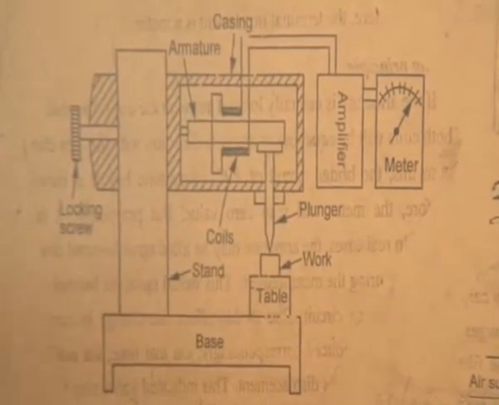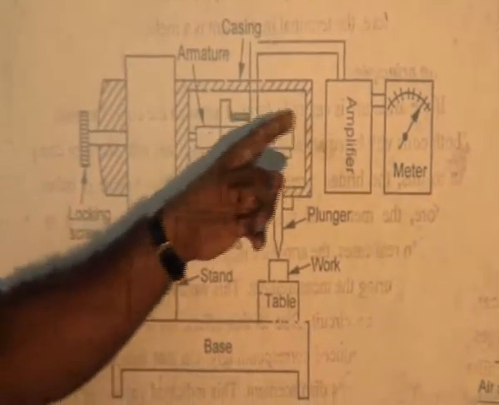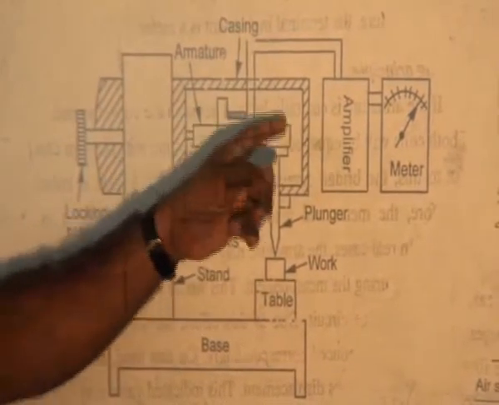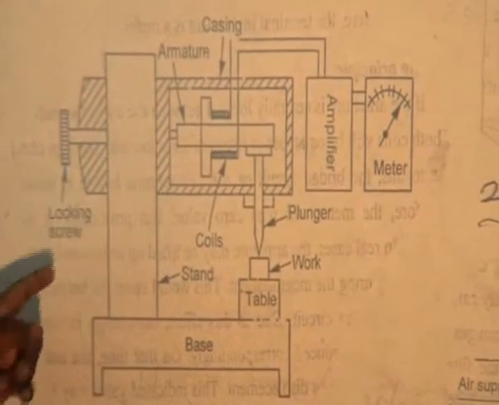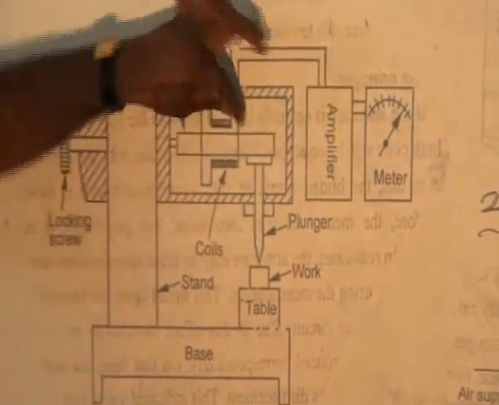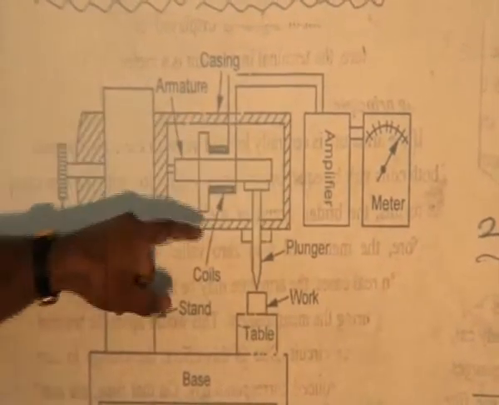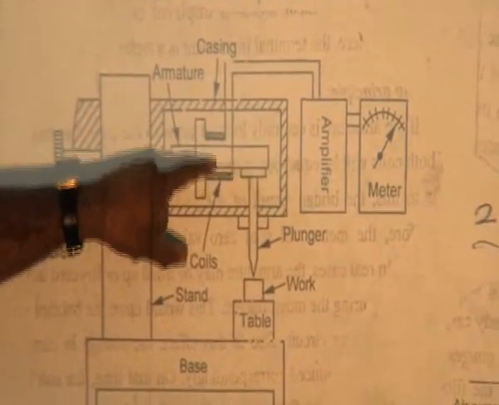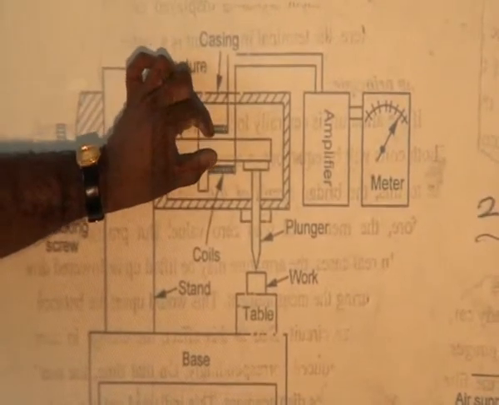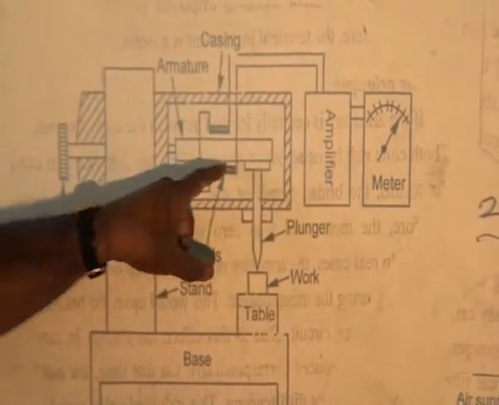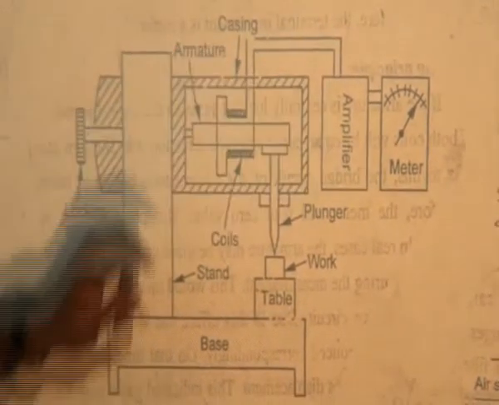Here are the main components in the electrical comparator. One shaft is connected with the armature. That armature is made of iron. One end is connected with the shaft and the other end is connected with the plunger. That is the main thing. And then we are using coils. The coils are fixed with a proper, uniform gap between them, and we fit the armature between the coils at a uniform distance from the coils.